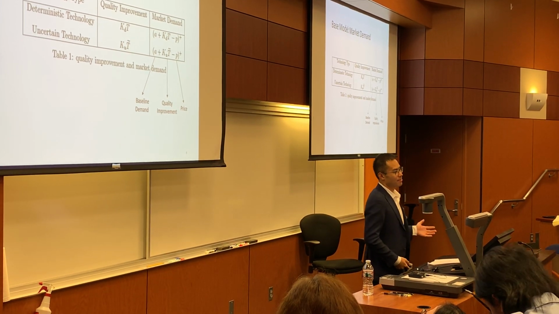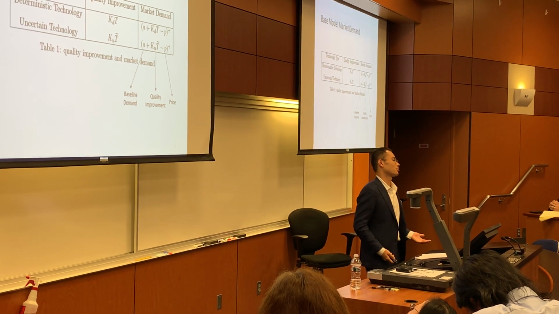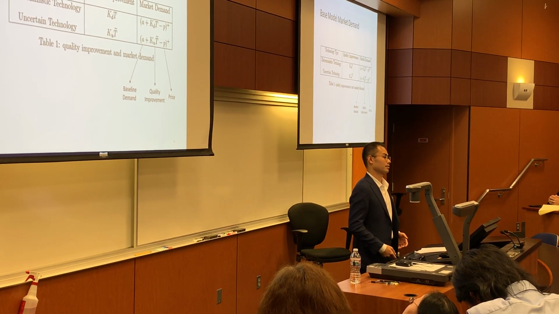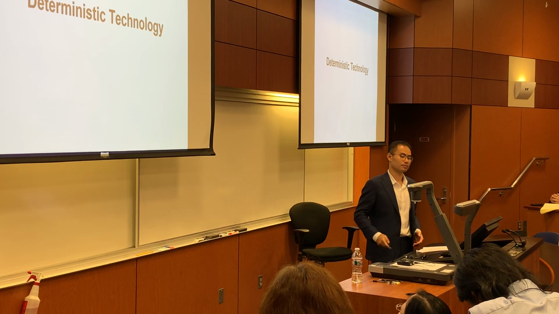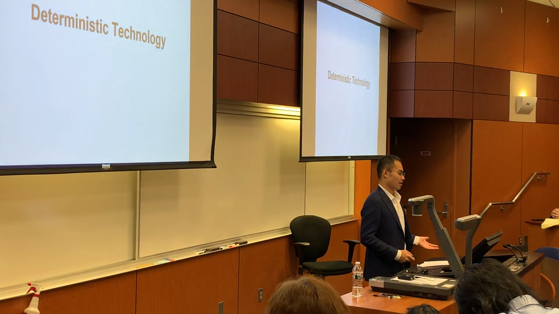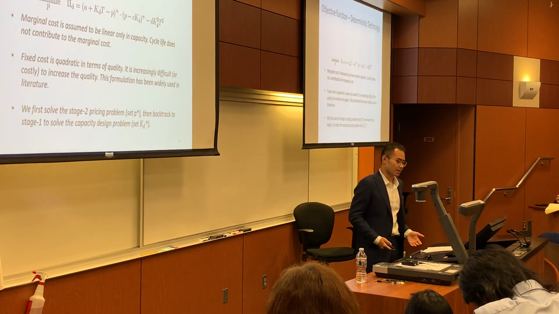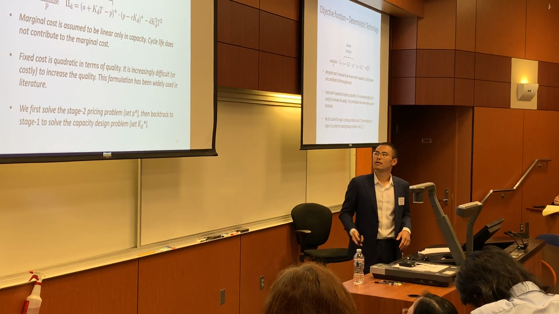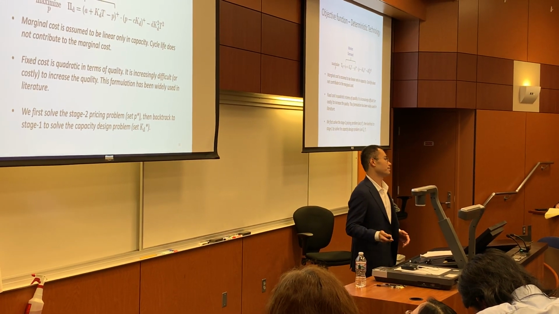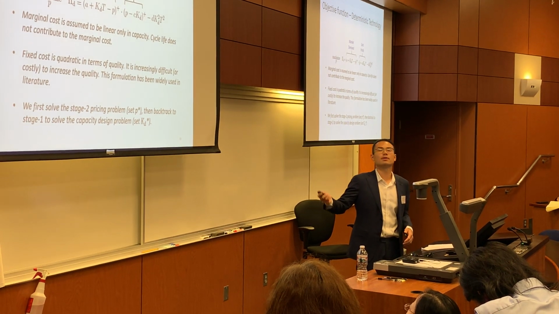In particular, market demand is just a baseline market demand plus the level of improvement minus price. So let's first look at the case when the firm introduces a deterministic technology. Then its objective function would just be the gross profit, which is market demand times unit profit minus fixed cost.